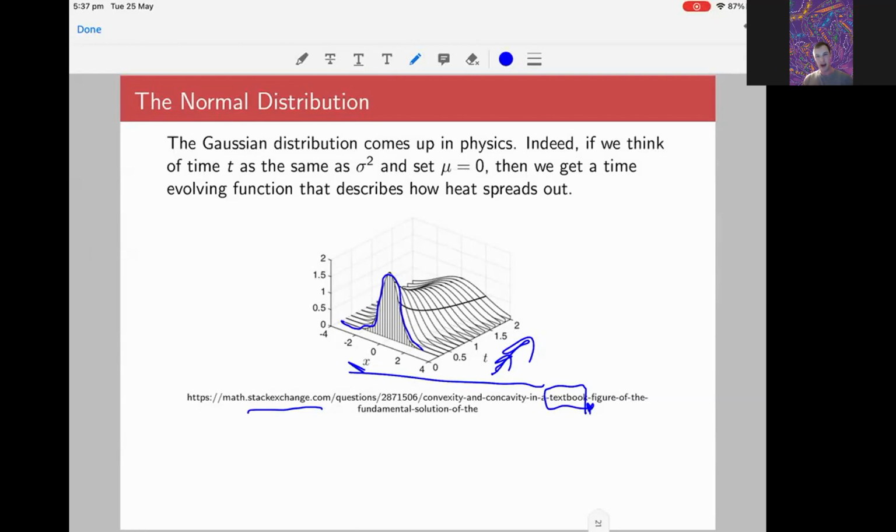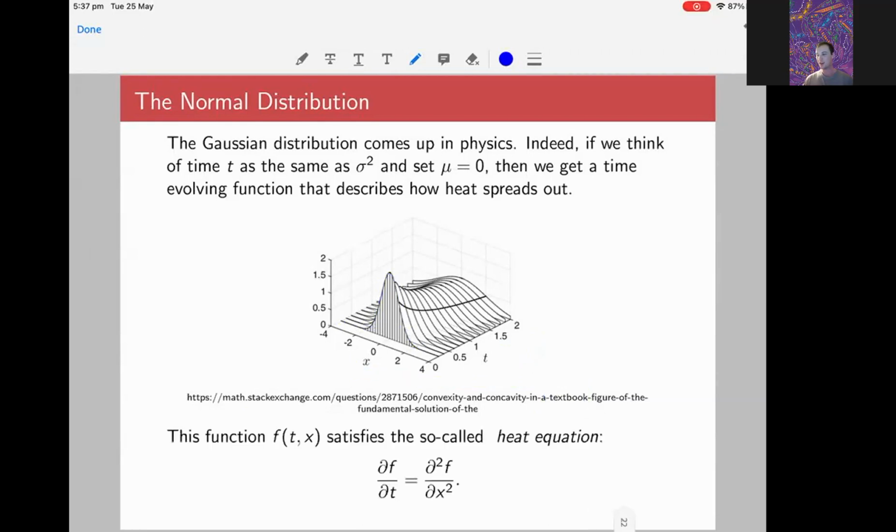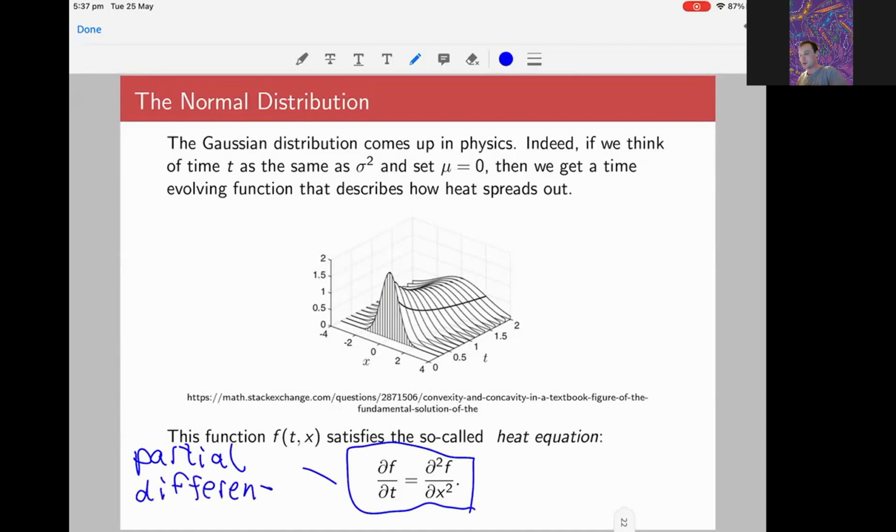Now, to make this mathematical, we introduce the so-called heat equation. So the heat equation is a differential equation. In fact, it's a partial differential equation. We discussed partial differential equations barely at all. The reason we decided not really to treat partial differential equations is because they're harder. The reason they're harder is because they're equations that involve differentiating a function with more than one variable in all of its different variables.